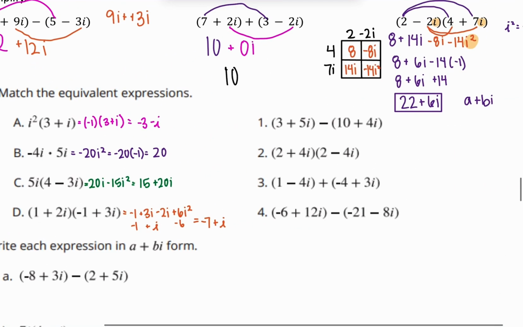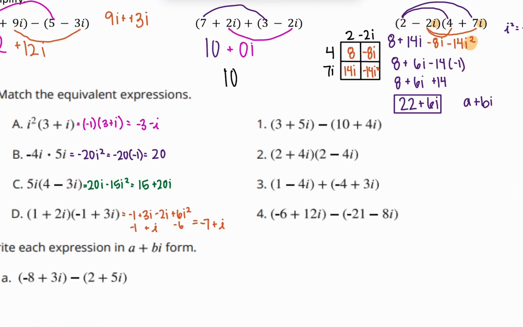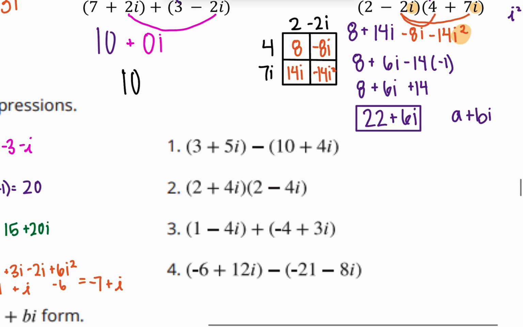Okay, so on the other side, to match them up, this first one, since they're subtracting in the middle, watch what they're doing in the middle. 3 minus 10, so that'll be -7. And then 5i minus 4i will be plus i. So these two will match.